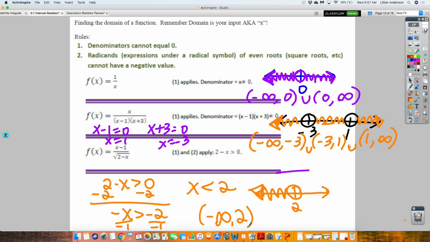If there is a fraction and the variable is in the denominator, you set the denominator equal to 0. The domain is going to be every other number except the number that makes the denominator 0. If there's a radical in the denominator, you set whatever's underneath the radical greater than 0. If it's just a regular radical, you set that greater than or equal to 0.